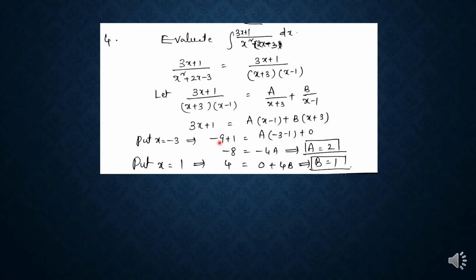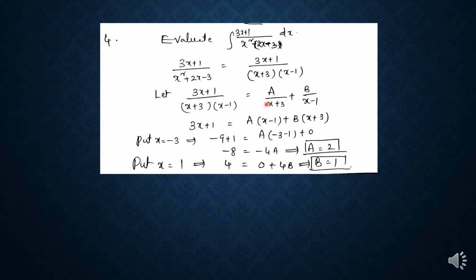So to get the a and b values here, put x is equal to 1 once and x is equal to minus 3 a second time. Then put x is equal to minus 3 in the above equation, we will get 3 into minus 3, that is minus 9 plus 1 is equal to a into minus 3 minus 1 plus b into minus 3 plus 3, 0. So that is minus 8 is equal to minus 4a. So a is equal to 2.